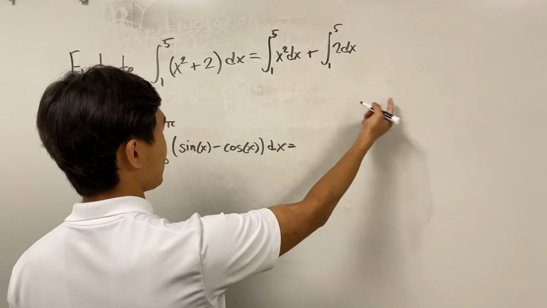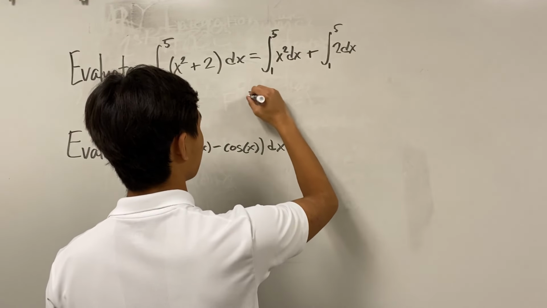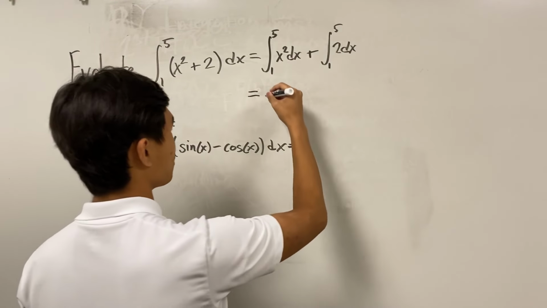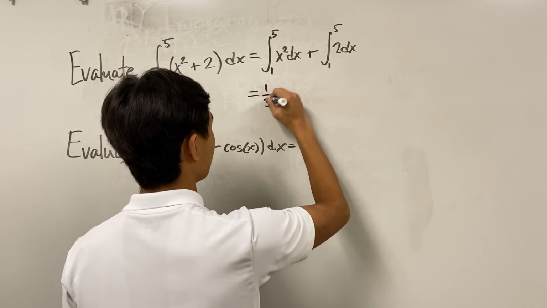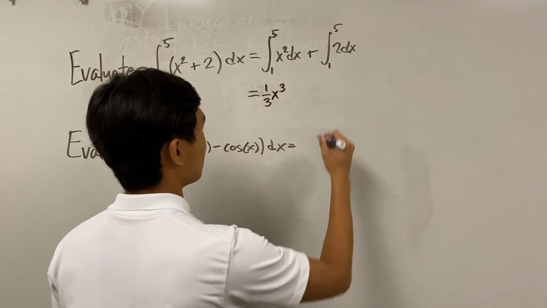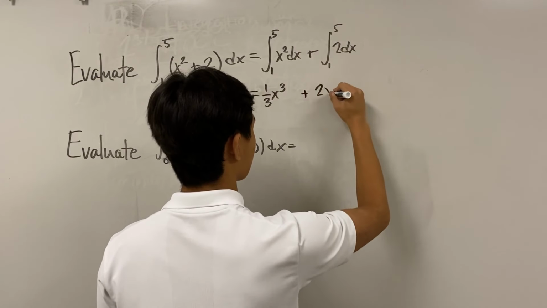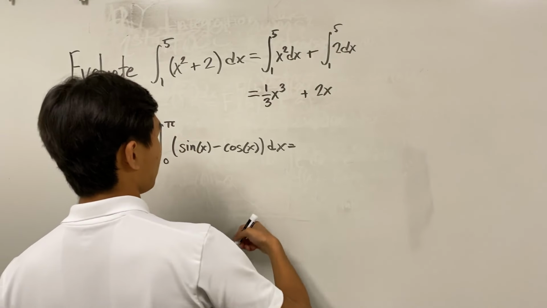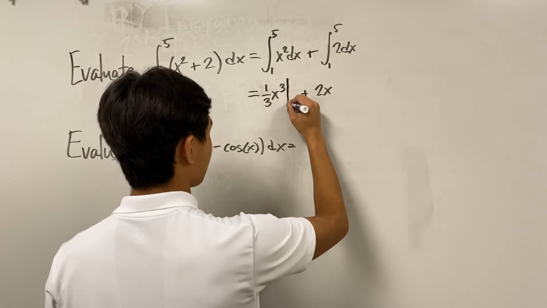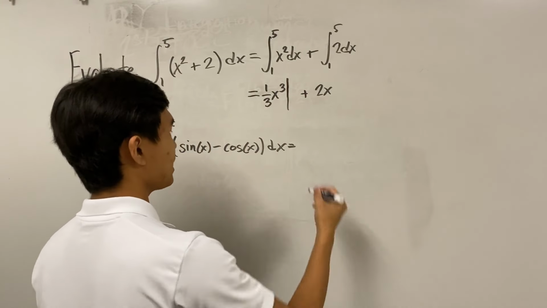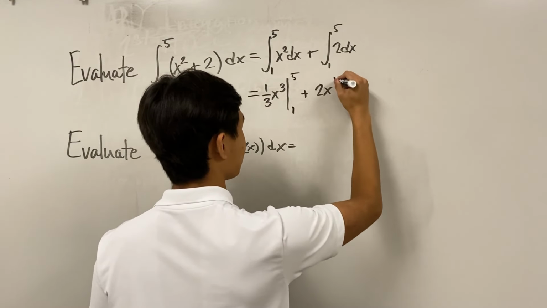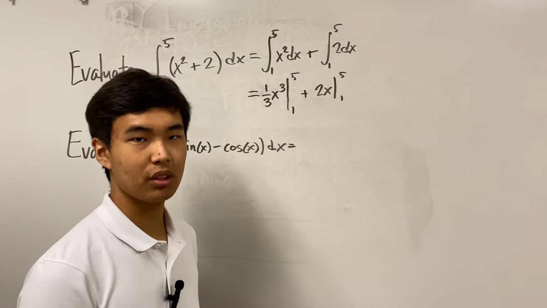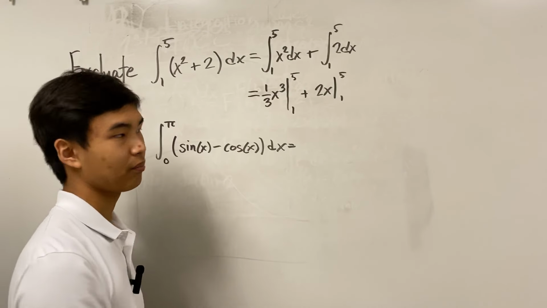And so now we're going to find the antiderivative. Using the power rule for integrals, we have 1/3 x cubed plus 2x. And now, instead of adding a plus c, we're going to draw this line. So we're going to evaluate this from 1 to 5. Same here. This is signifying that you've performed the integration and now you're going to do the subtraction.